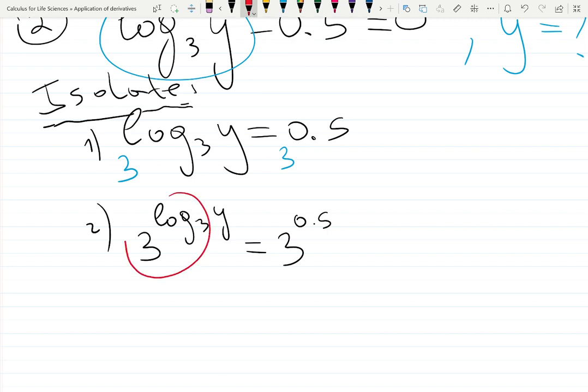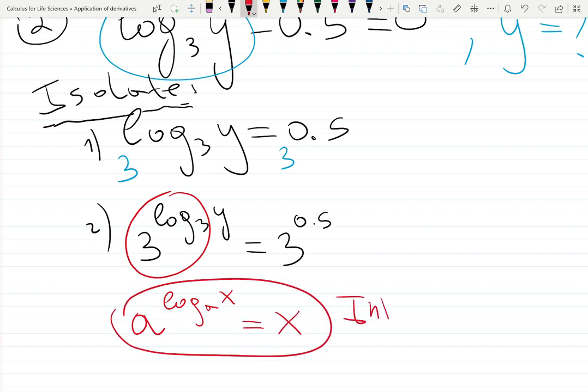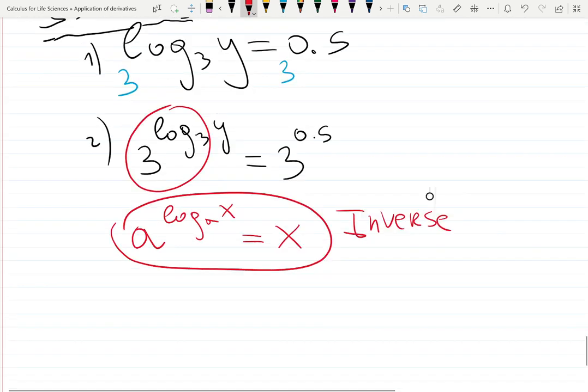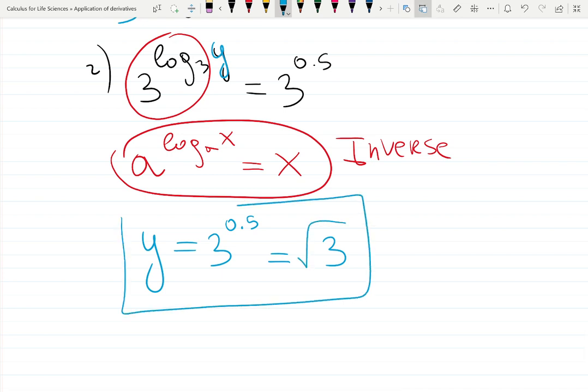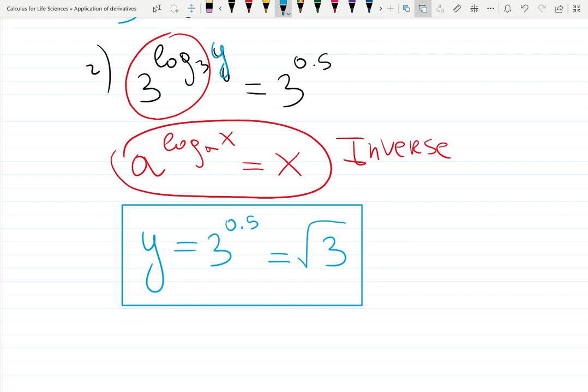So now this undoes each other. We have a property: a raised to the log base a of x, or whatever is inside. That is how inverse functions undo each other. So since it was y inside, y will stay. And y now is 3 raised to 0.5, which is an amazing exact answer. You can also write it down as 3 with some kind of root. What kind? Square root. 0.5 is 1/2, and 1/2 is a square root.